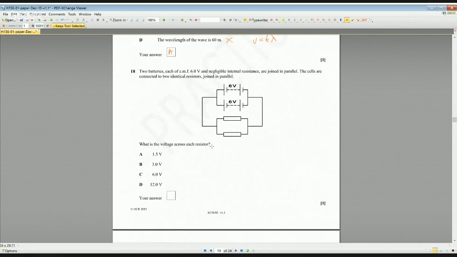Should be a straightforward question. A lot of students struggle with this one, but it boils down to knowing some of the rules of parallel circuits. We've got 2 batteries in parallel, both of them 6 volts, and 2 resistors in parallel as well. So effectively, we've got just 4 components all in parallel with each other.